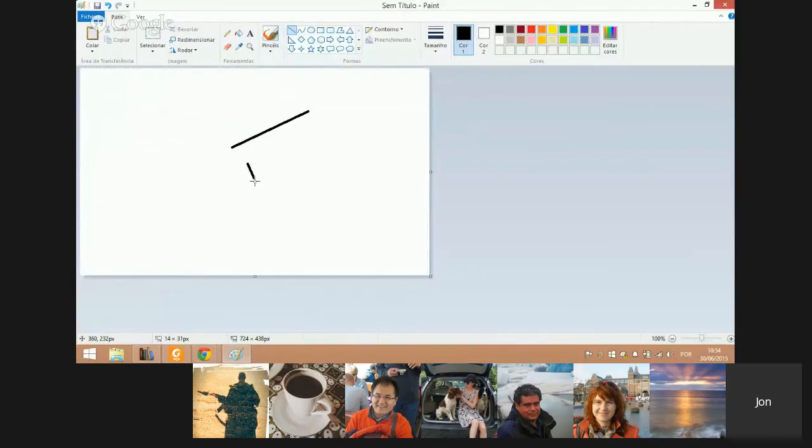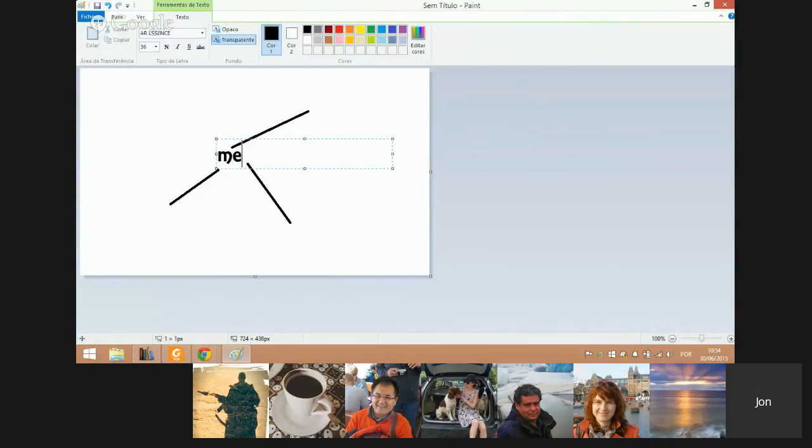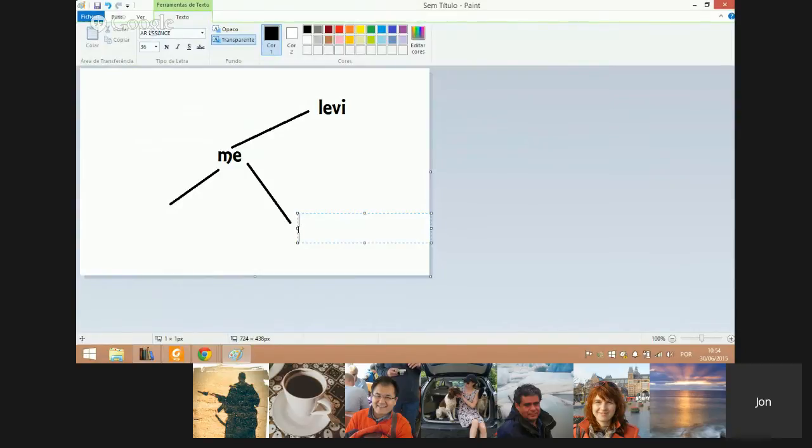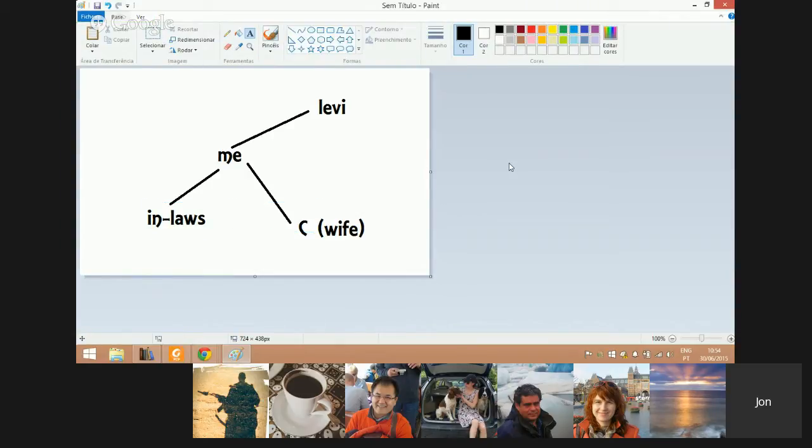I can click on the A, and I can put me. There's me. I can put Levy, right? I can put C, his wife, whose name will not be mentioned. And I can put in-laws, whose name will not be mentioned either. Because you never know who's watching. Okay. And my current family tree, my acquaintances, look something like this.